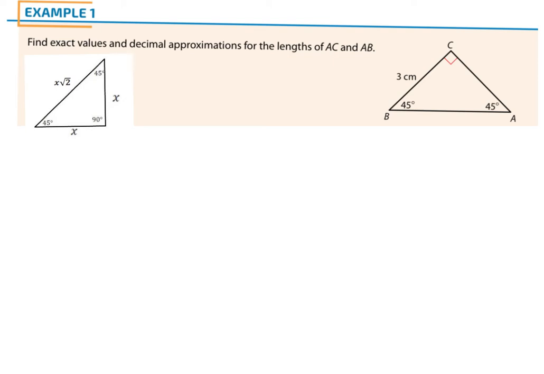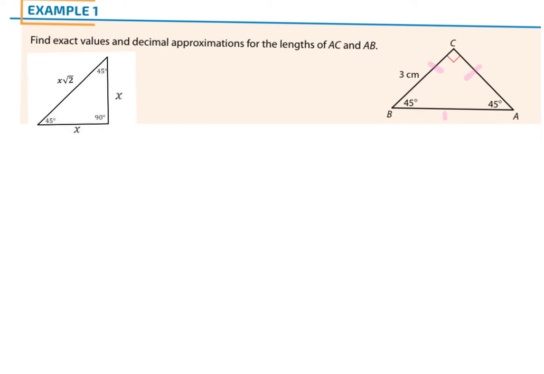So they have given me a 45, 45, 90 triangle. This is a side, this is a side, this is my hypotenuse, all right? They've given me the side length BC. So I already know that BC is 3 centimeters. They want me to find AC. If BC is 3 centimeters, how long is AC? 3 centimeters. And then they want the hypotenuse.